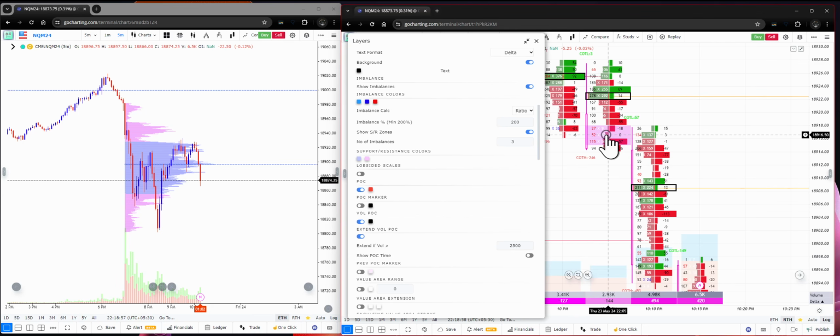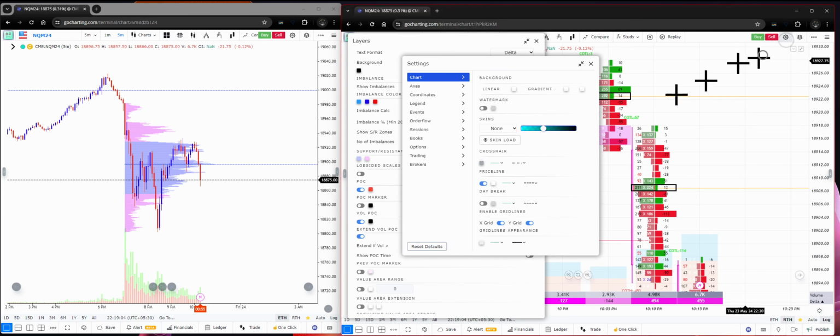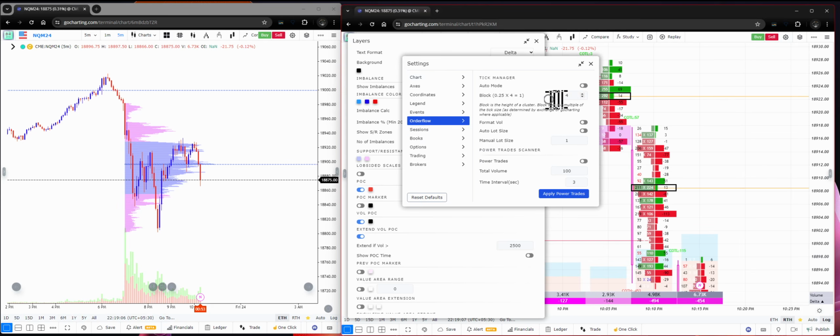For some instruments I have seen 200 work better, especially for Nasdaq with the order flow setting. Now the other thing that you need to take care of is this. I have set it so that $1 will show me one block over here. So this also plays a very important part.